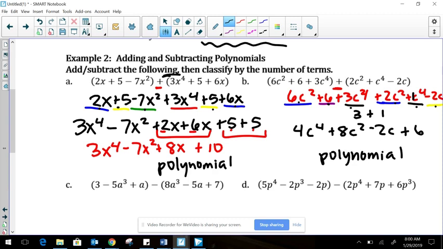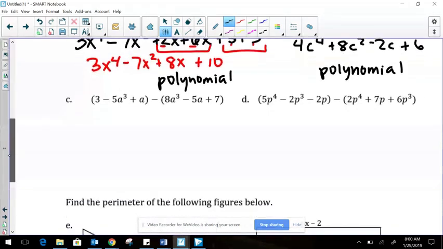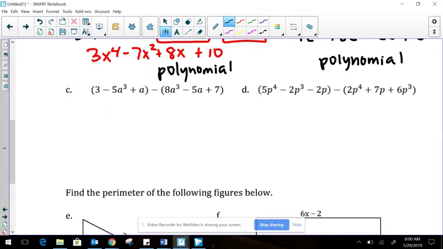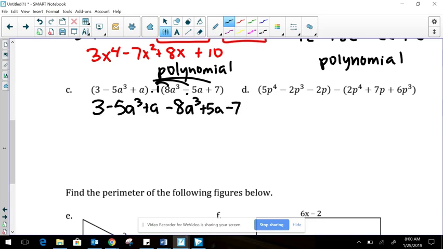Okay, C and D. Now we're subtracting. So this means there's a -1 in front, and I have to distribute that to all of the terms. So this first parenthesis stays the same, but now I have -1 times 8a cubed. -1 times a negative would be plus 5a. Negative times a positive 7 would be minus 7. Okay, so now I have everything distributed.